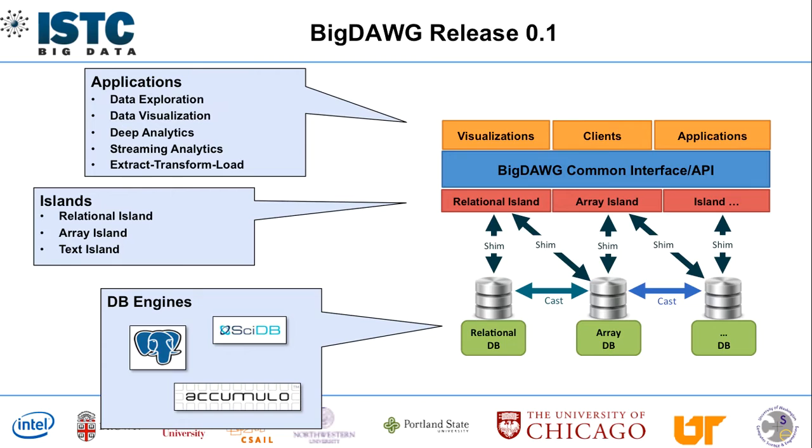The 0.1 version release of BigDAWG consists of support for a number of islands and database engines. Specifically, we support a relational island, an array island, and a text island, and we include support for database engines such as Postgres, Accumulo, and SciDB. We hope you will take these islands and database engines to develop new applications such as data explorers, visualizers, or deep analytics.